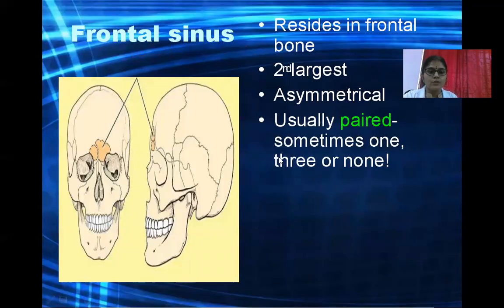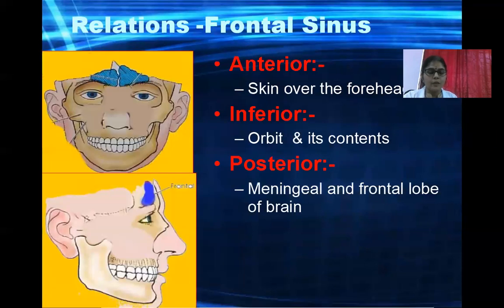So coming to the frontal sinus. Frontal sinus resides in the frontal bone. It's the second largest paranasal sinus. It's asymmetrical and usually paired, sometimes one, three, or none. So relations of the frontal sinus: anteriorly, it's related to the skin over the forehead, inferiorly to the orbit and its contents, posteriorly to the frontal lobe of the brain and meninges.